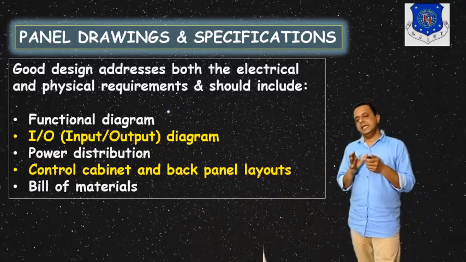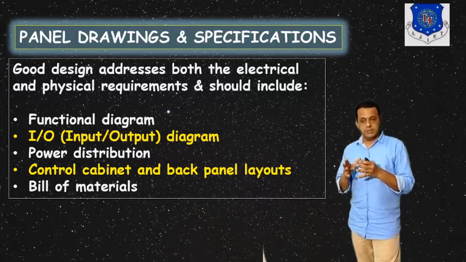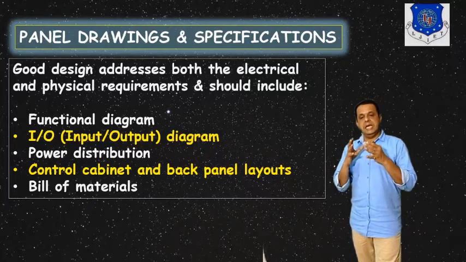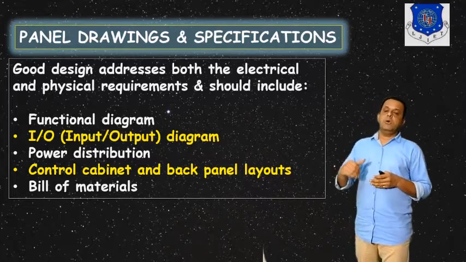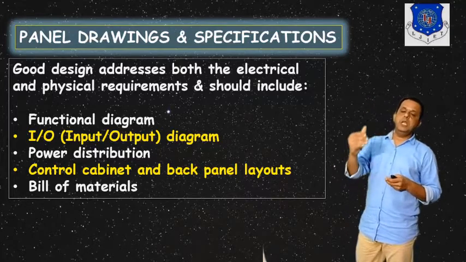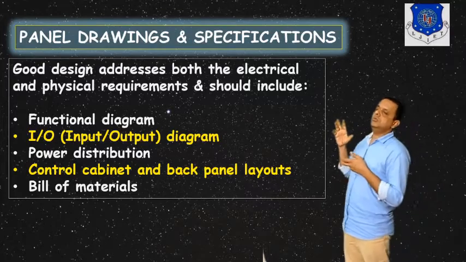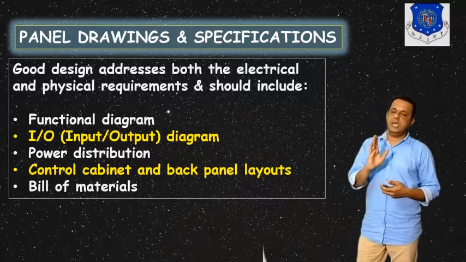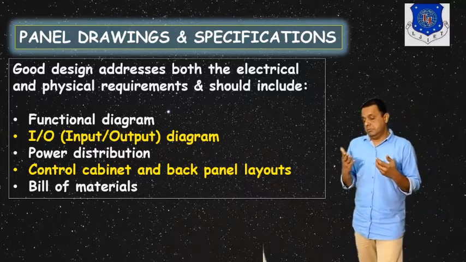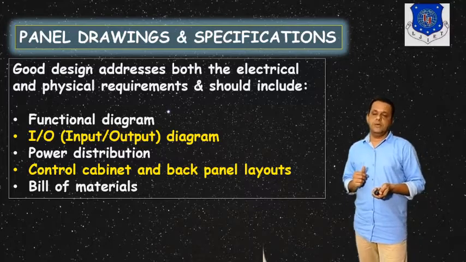Good design should address the functional diagram, I/O diagram, power distribution, and control cabinet and back panel layout. It should also include the bill of material. So whenever we want to replace something or go for the purchase requisition, you can have that bill of material with you within this drawing.